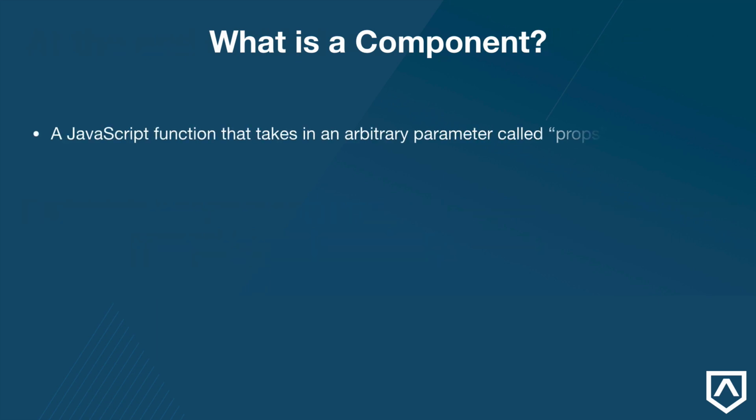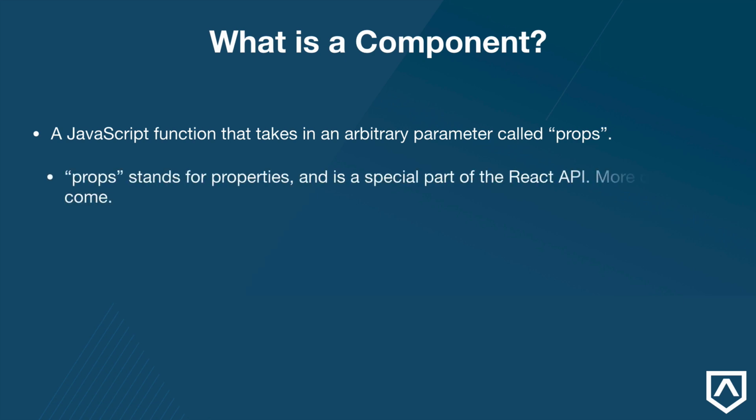The first thing to note is that a component can be broken down into a simple JavaScript function that takes an arbitrary amount of arguments or parameters called props. And props is short for properties. So essentially, this is a function that takes in an object that we call props.